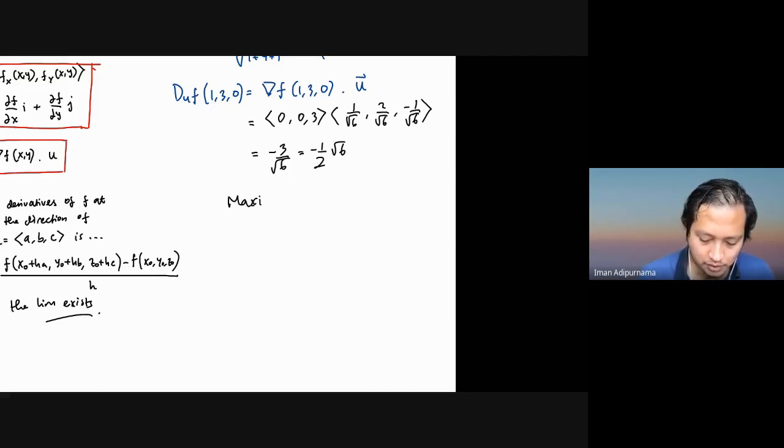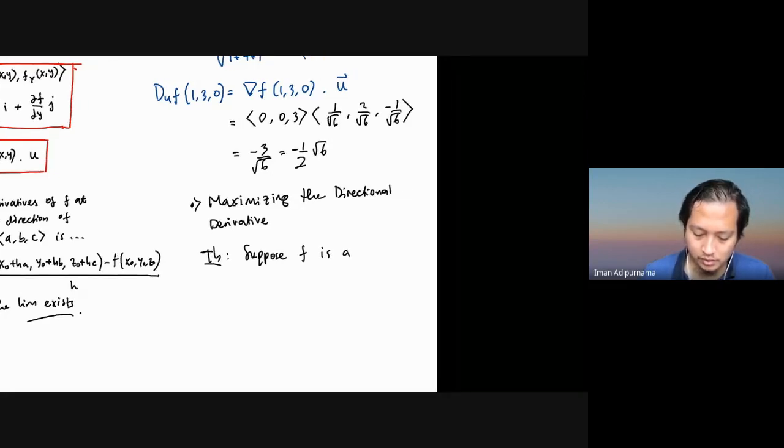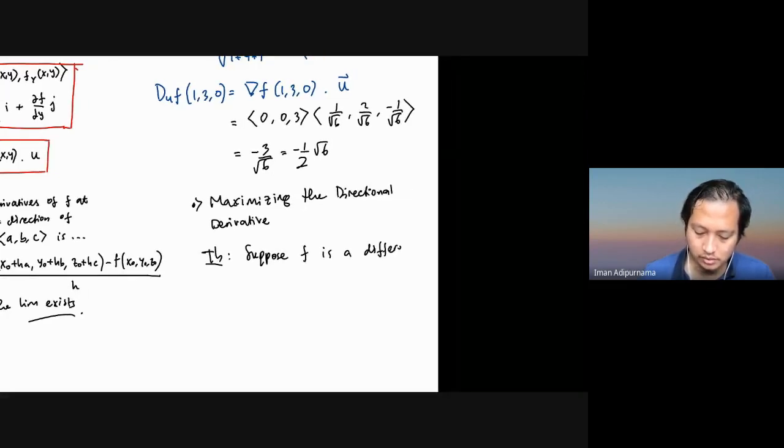Is how to maximize the directional derivative. So, theorem: suppose f is a differentiable function of 2 or 3 variables.